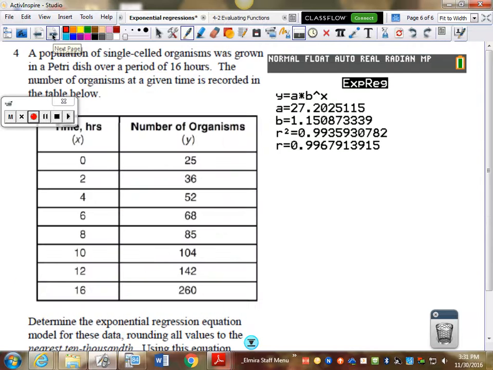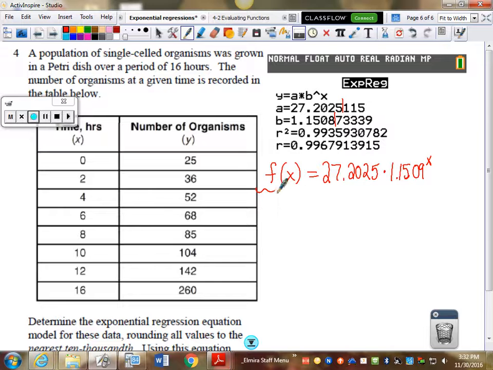And then number 4 starts asking you to do more things besides the linear or the exponential regression equation. It wants you in this problem to do the regression equation. f of x equals, what are we rounding to? Nearest 10,000th. So that's 4 decimal places. That's annoying. 27.2025 times 1.1509 to the x power. So there's my regression equation.